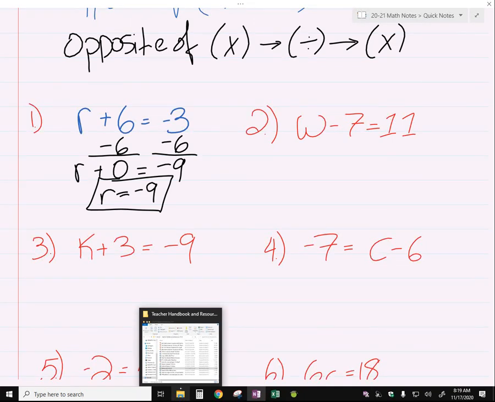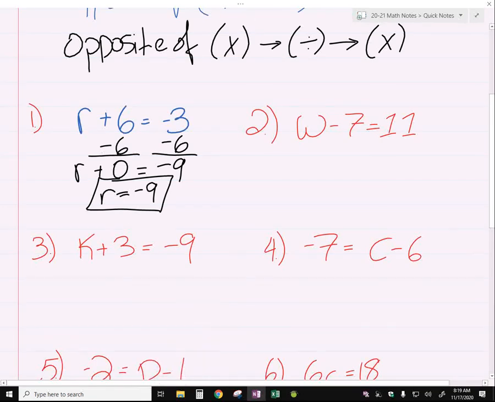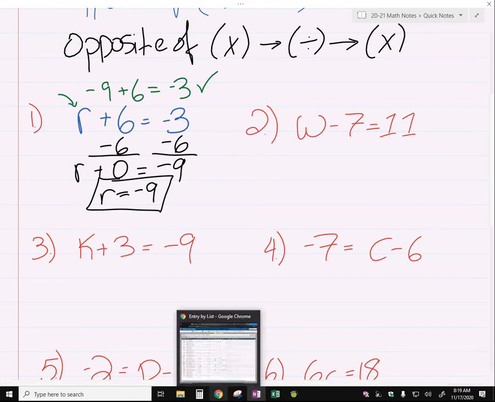So you guys have seen this. I'm going to substitute, since we said that r is negative 9, negative 9 plus 6, and yes, that does come out to be negative 3. So we know that r equaling negative 9 is the correct answer. So you didn't have to write the green. We'll do that next time because we added a step in there a little bit for demonstrative reasons.